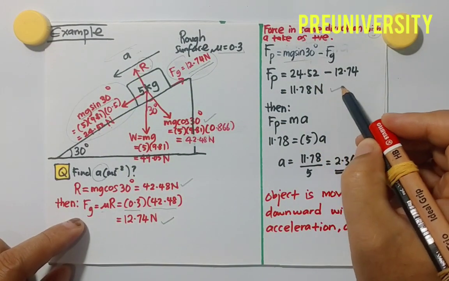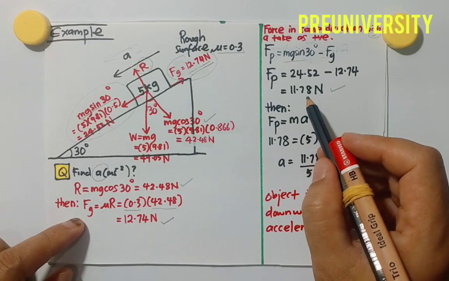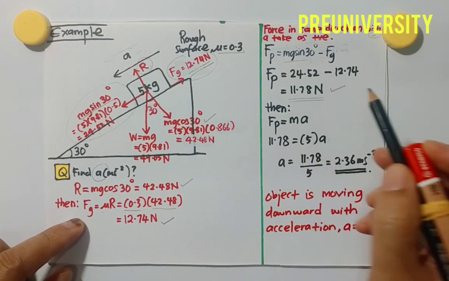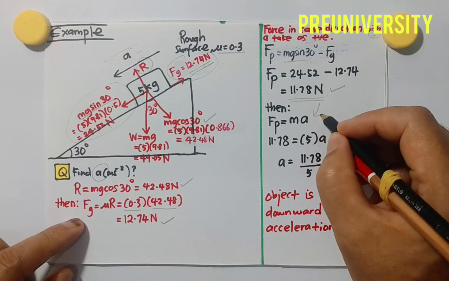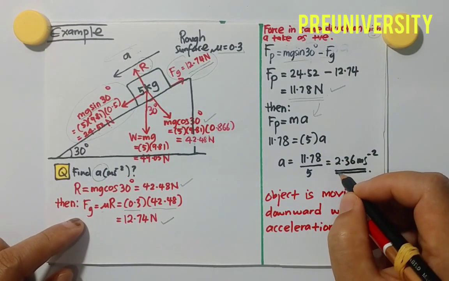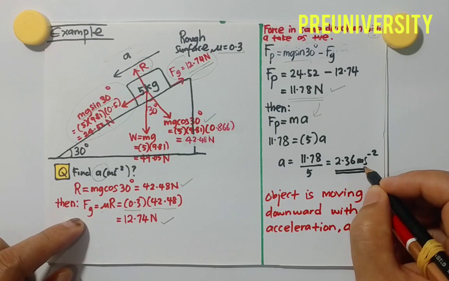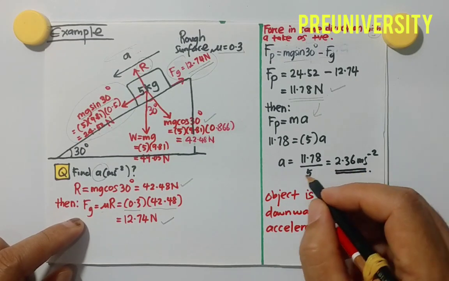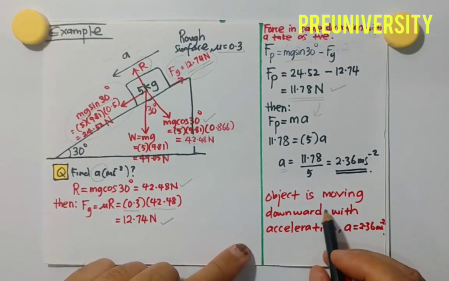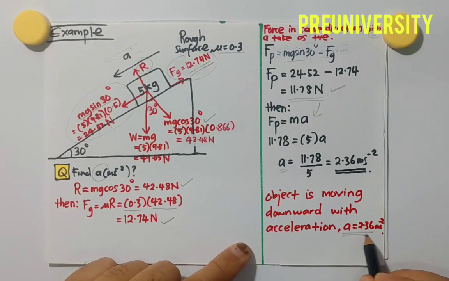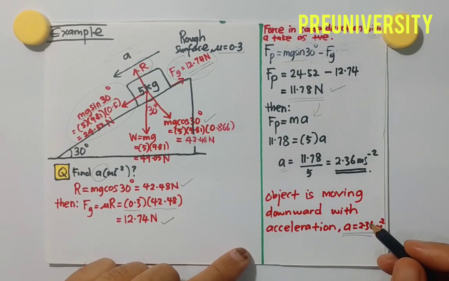Then we can get 11.78 Newton. And then we have the resultant force, and we apply Newton's second law, and we can get 2.36 meters per second squared for the acceleration of the object. So the object is moving downward with the acceleration 2.36 meters per second squared.